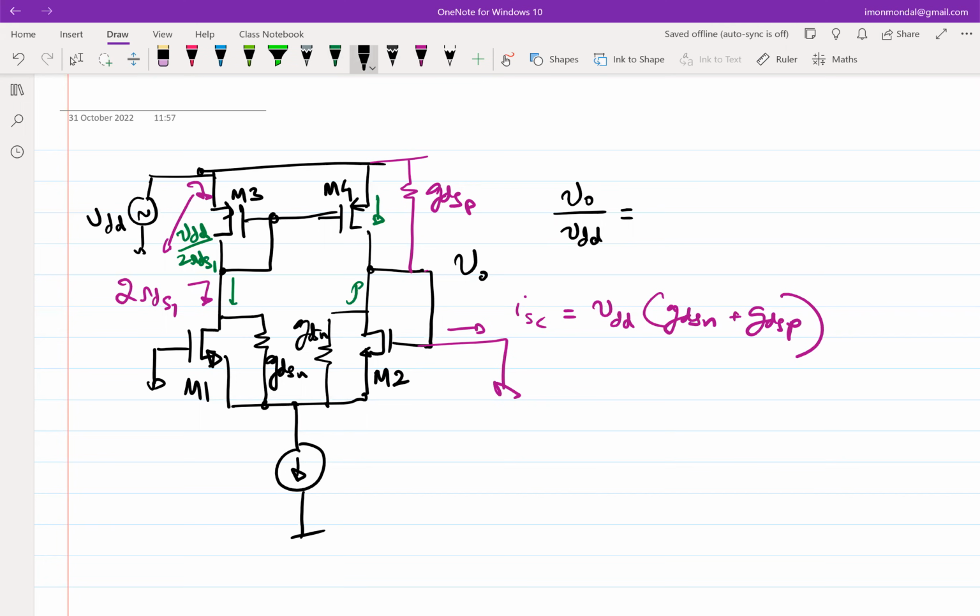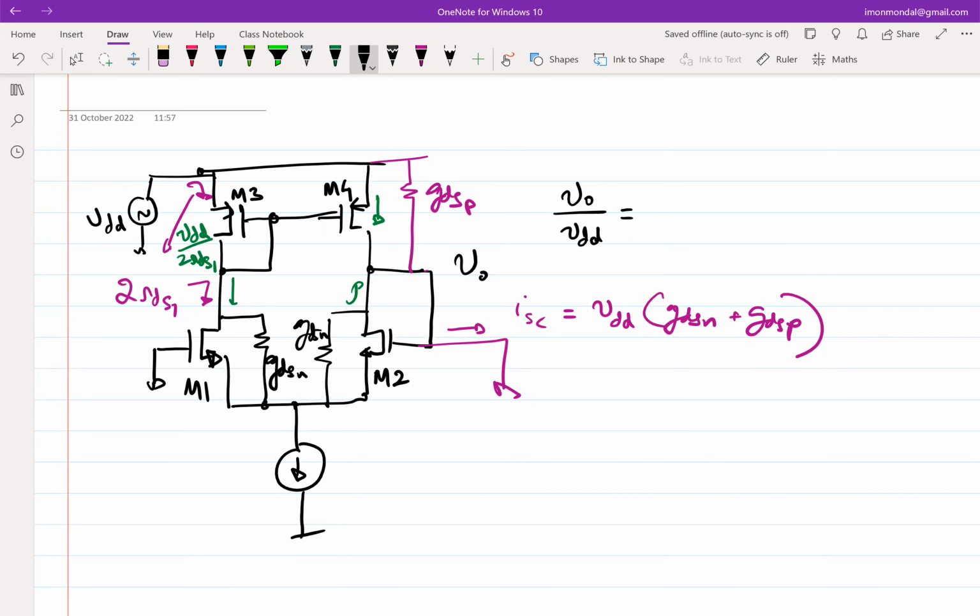This is nothing new; it is exactly the same thing we did last class. The difference is that ISC isn't changing, because when you are shorting the output, the configuration between the input and the output is essentially identical whether you have feedback or not. The difference is the output impedance. Under open circuit condition, R out was 1 over (GDSN plus GDSP).